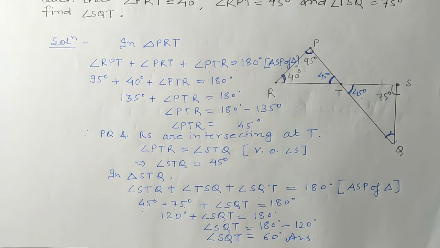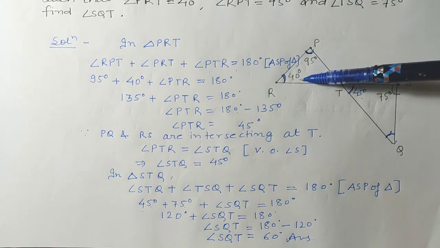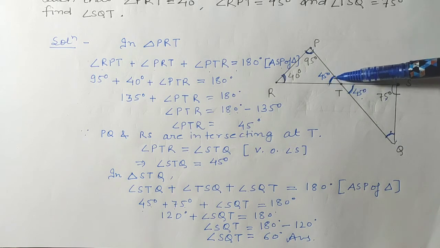Okay students, so our answer is 60 degree. Now let us see once again what we have done. From the figure we can see that these two angles were given. So from the angle sum property of a triangle we have found this angle.